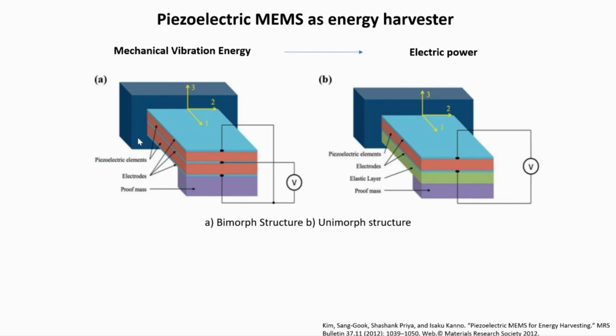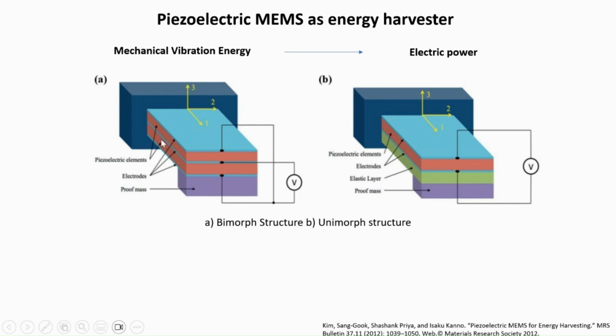That is done by the use of two kinds of structures. Maybe other structures can do it too, but I'll mainly explain these two: a bimorph structure and a unimorph structure. So what is a bimorph structure? A bimorph structure means that you have piezoelectric material. I already said briefly what a piezoelectric material is.